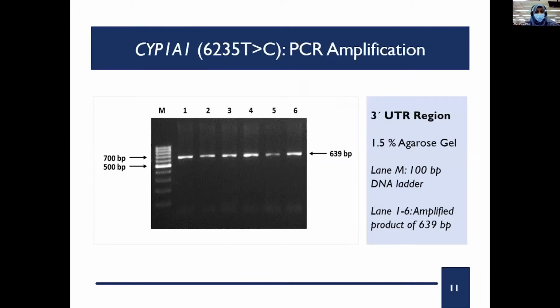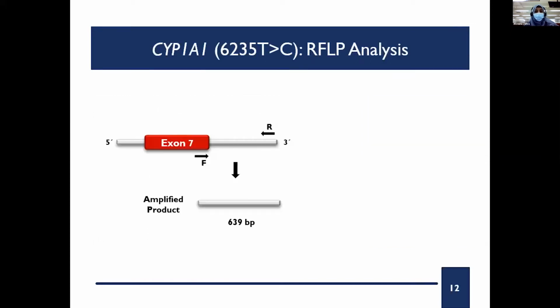ratio. So this is a gel image of PCR amplification of the region that harbors this single nucleotide polymorphism from thymine to cytosine at nucleotide position 6235, and as can be seen here, a clear band of 639 base pair indicates successful amplification of this region. The amplified product of 639 base pair is then digested with MspI restriction endonuclease. This digestion is meant to analyze whether at that nucleotide position thymine is present or cytosine.